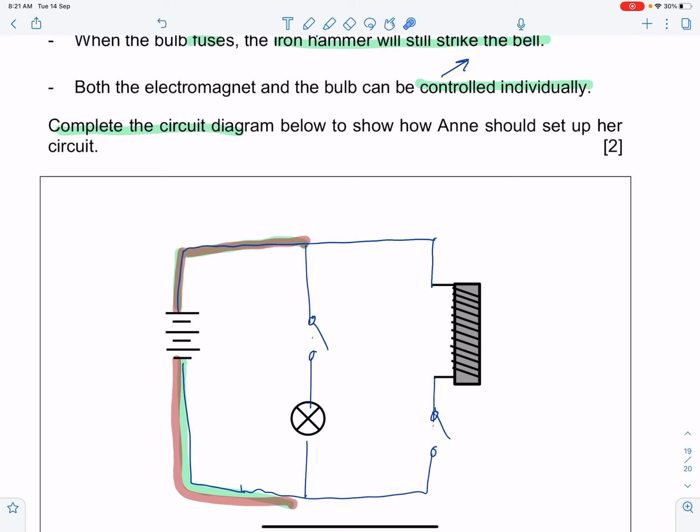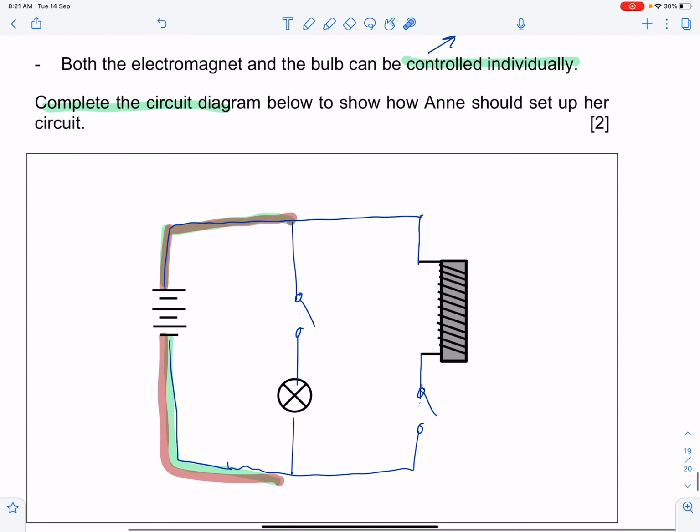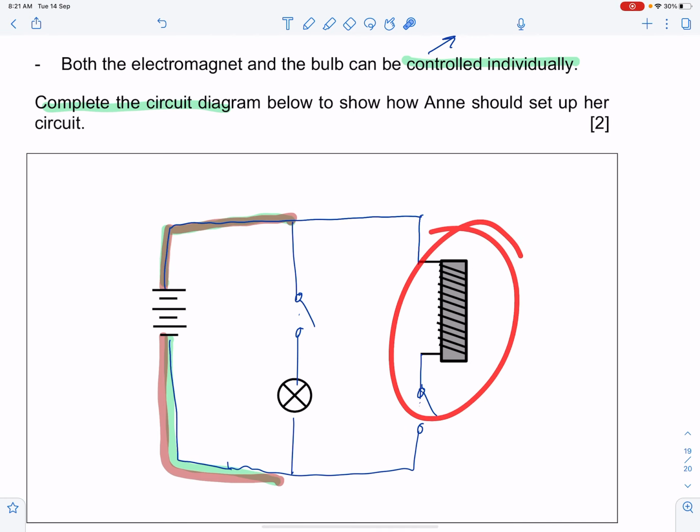Okay? That is fine. I hope I'm clear. So any one of this switch, so when the bulb fuses, then you check, will it still go through? Yeah, when the bulb fuses, I can no longer come here, but I can still continue to go. No issue. And these two are controlled individually. So how do I draw this in real life? What are the main things that I need to be careful of?